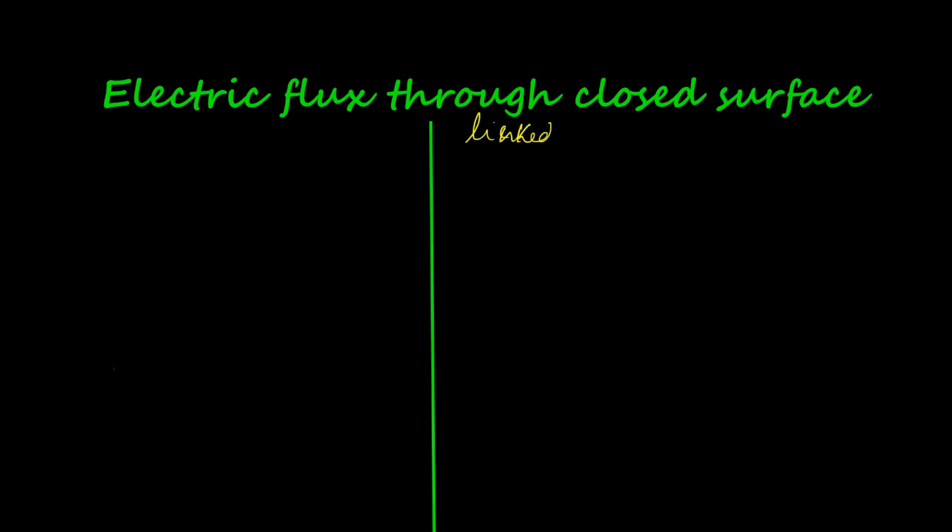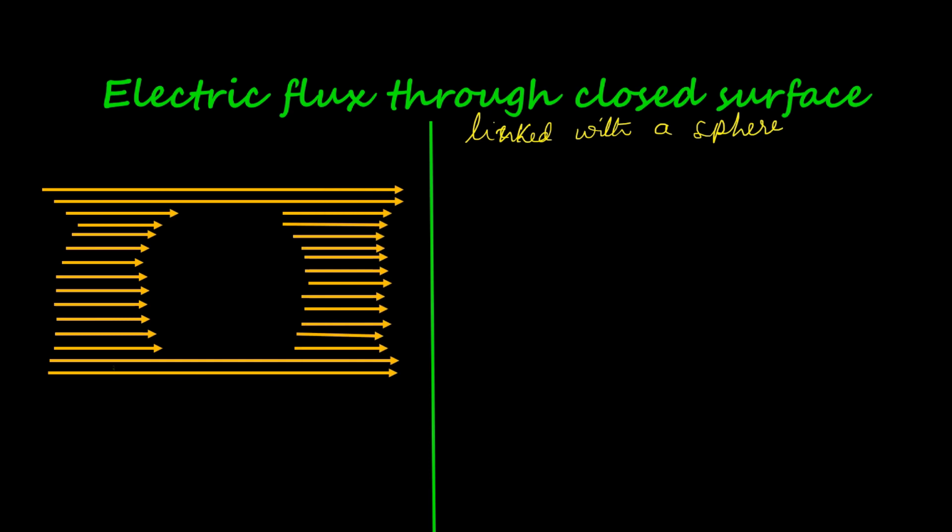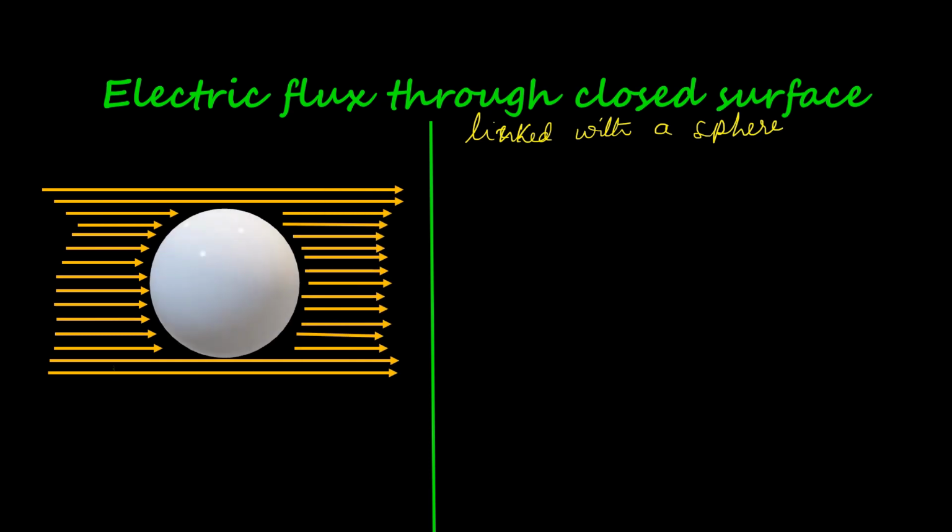Now we will see electric flux linked with a sphere. Consider a sphere in an external uniform electric field. Each area element on one side of the sphere will have a corresponding area element just on the opposite side. So the electric flux on one area element of the sphere will be cancelled by the electric flux on the area element diametrically opposite to that.